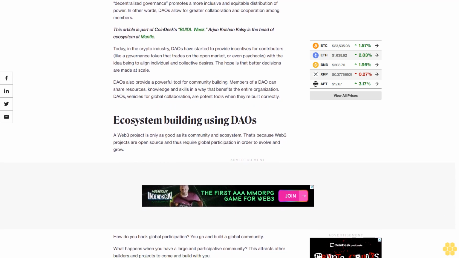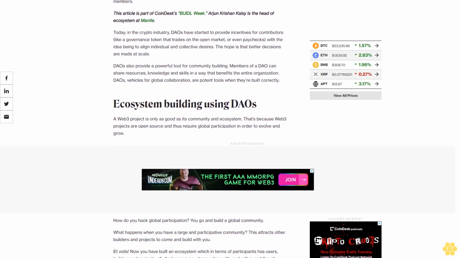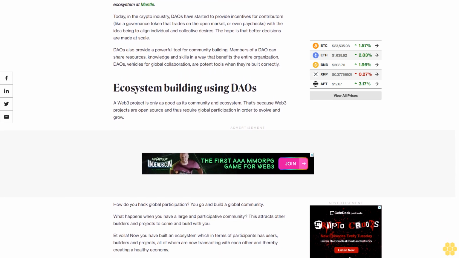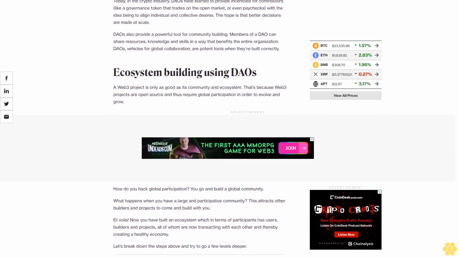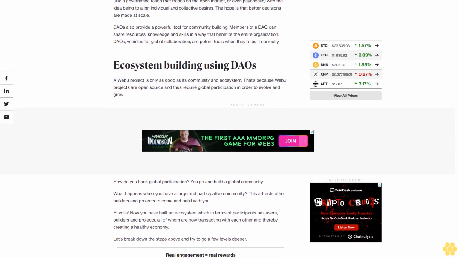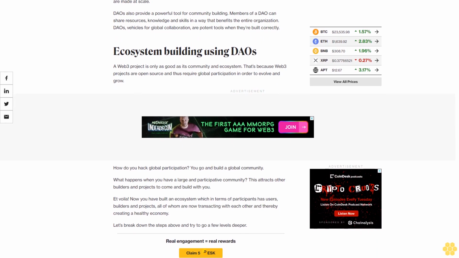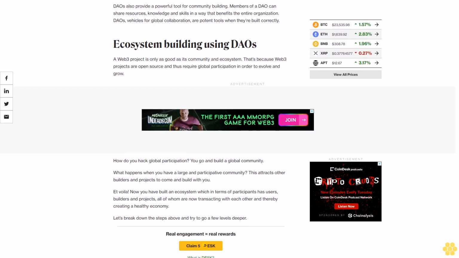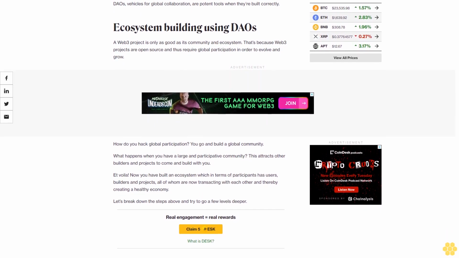Today, in the crypto industry, DAOs have started to provide incentives for contributors, like a governance token that trades on the open market, or even paychecks, with the idea being to align individual and collective desires. The hope is that better decisions are made at scale. DAOs also provide a powerful tool for community building. Members of a DAO can share resources, knowledge, and skills in a way that benefits the entire organization. DAOs, as vehicles for global collaboration, are potent tools when they're built correctly.